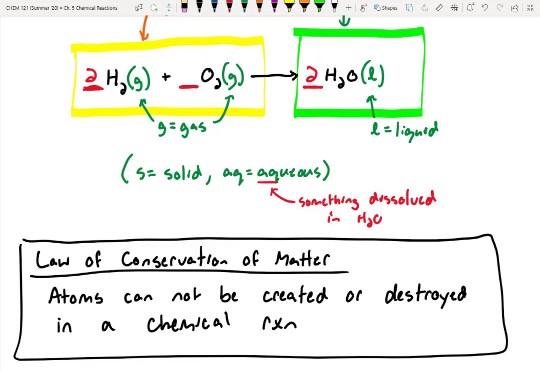Okay, so let's make a little note here. These are called reaction coefficients, or just coefficients. And these act as a whole number multiplier.